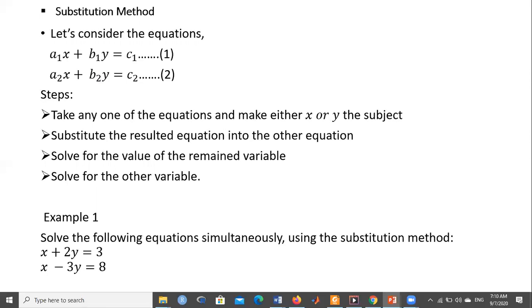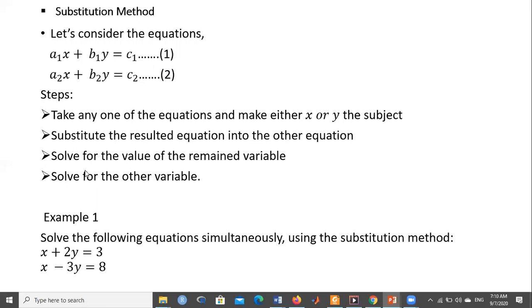So after you have done that, then you substitute the resulting equation into the other equation. So in case I took equation 1 and made x the subject, now call it equation 3. Then I come to equation 2, don't take equation 1 again. Go to the other equation, and whenever you see x, whatever you got from equation 3, you put it there. So substitute the resulting equation into the other equation.